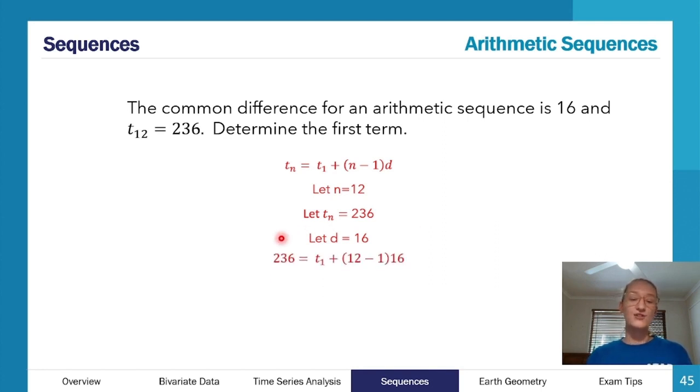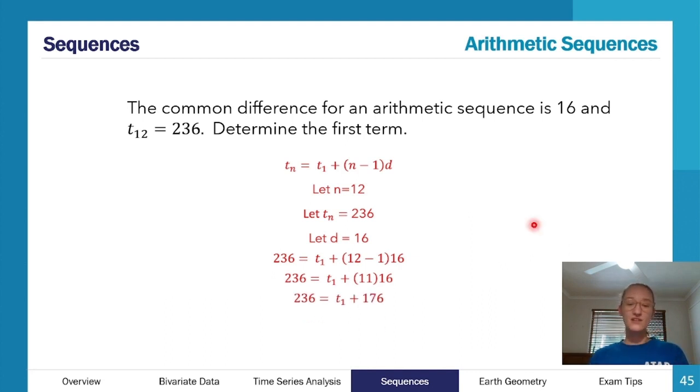So what I can do is substitute in for everything we know. Tn, we know is 236. T1, we actually don't know. We know that n is 12 and we know that d is 16. So now that I've substituted in everything I know, it's simply solving step by step, following the regular rules of operations. Again, that's why communication is so important, because if you do make a mistake somewhere along the way, there's still part marks available for working out operations and all of those sorts of things.